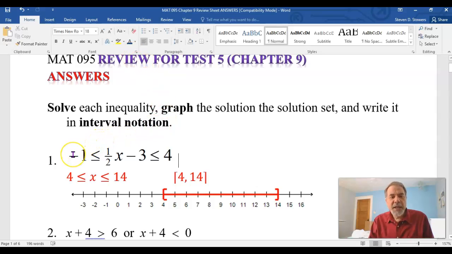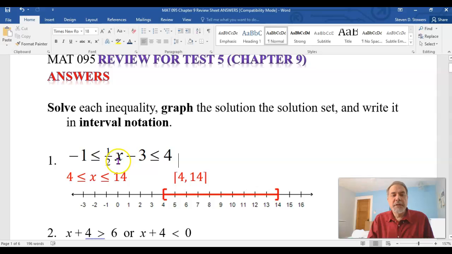So number one, -1 is less than or equal to 1/2 x minus 3 is less than or equal to 4. So this is one of those compound three-sided inequalities. Something is less than or equal to something else is less than or equal to something. What we want is to end up with just x by itself in the middle, in between two numbers. So to get there, we have to solve this by doing the same thing to all three sides of the inequality.